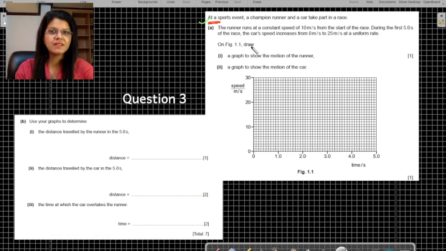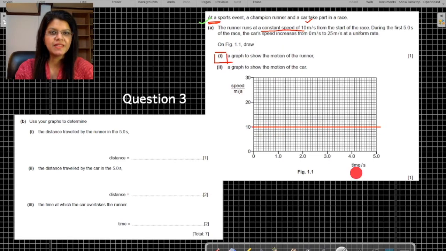On the figure, draw a graph to show the motion of the runner. So let us complete the first part. If you see here, the runner is running at a constant speed of 10. So this is simple to do. It is a speed time graph. In a speed time graph, constant speed is represented by a horizontal line. So this is your answer for part 1. It is a flat line.